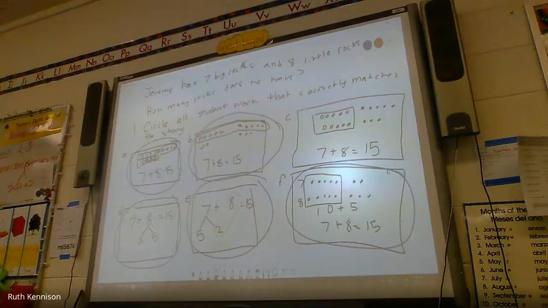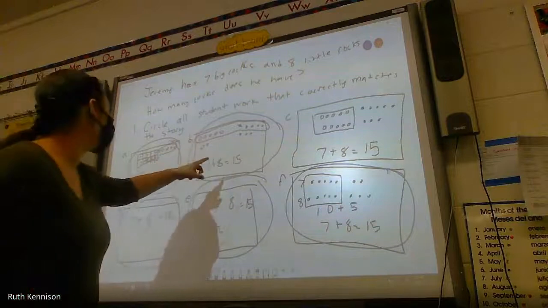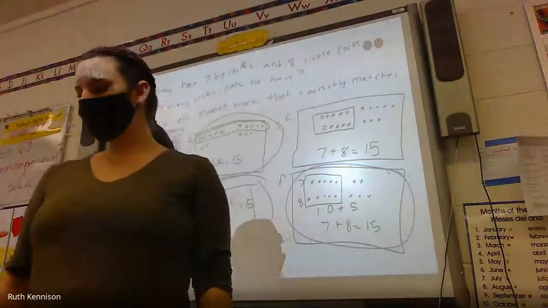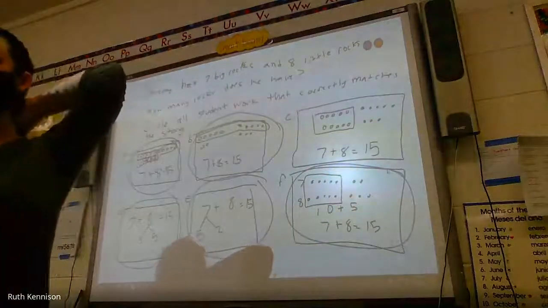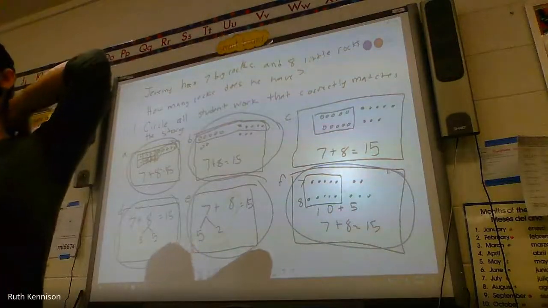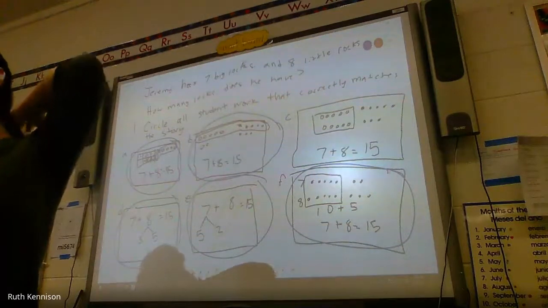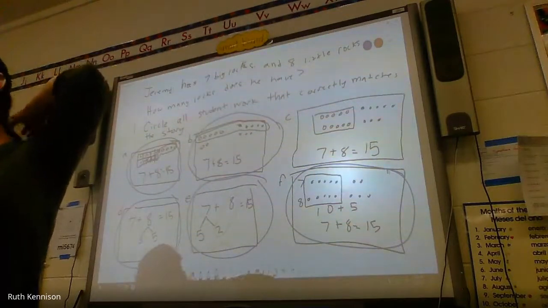So you circle A, you circle B, you circle D, you circle E, and you circle F. I put an X on mine. Okay, that's fine. No, I did it too. I wasn't sure about that one. Okay.